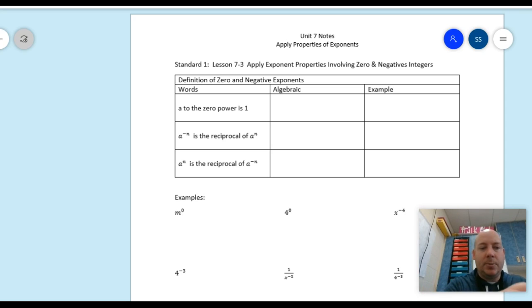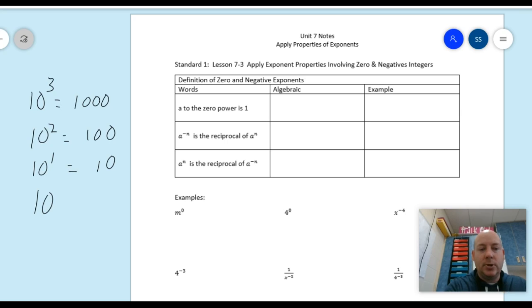All right, so let me give you an example. Let's say I had 10 to the 3rd power. Well, that's 10 times 10 times 10. That's 1,000, right? 10 to the 2nd power, 10 times 10 is 100. 10 to the 1st power is just 10. Now, if we follow our pattern here, our exponents are 3, 2, 1, so our next exponent would be 0, and everything I'm doing here, I'm dividing by 10 or I'm dropping a 0, okay?